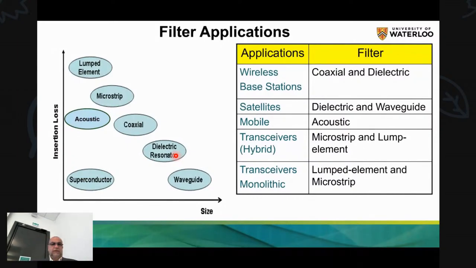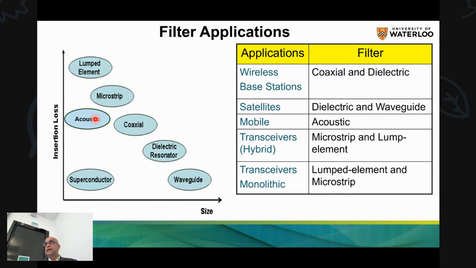So where the applications are being used here. If we define the insertion loss and size, you can see you have the waveguide, which is great in terms of the insertion loss, but the size is quite large. Comes after that, the dielectric resonator, coaxial, microstrip, lumped element.